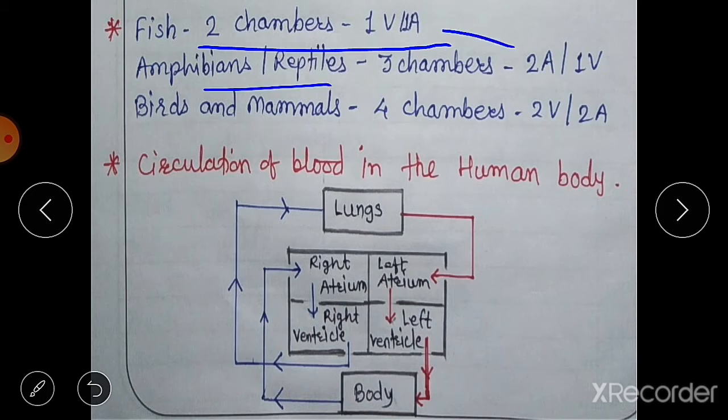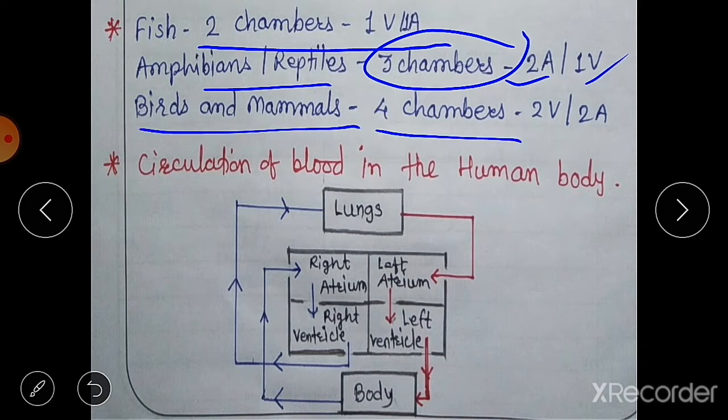Amphibians and reptiles have a three-chambered heart, that is two auricles, meaning two atria, and one ventricle. Birds and mammals have four chambers in their heart, that means two auricles and two ventricles.